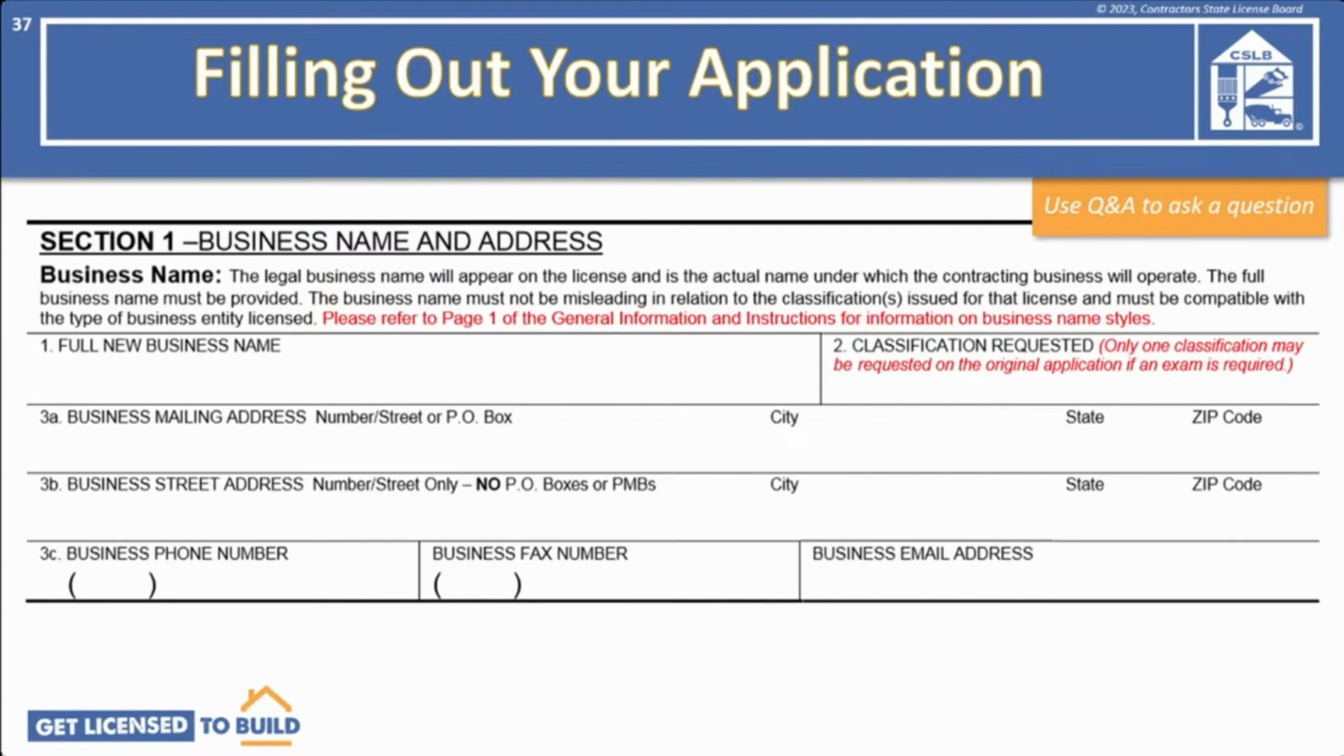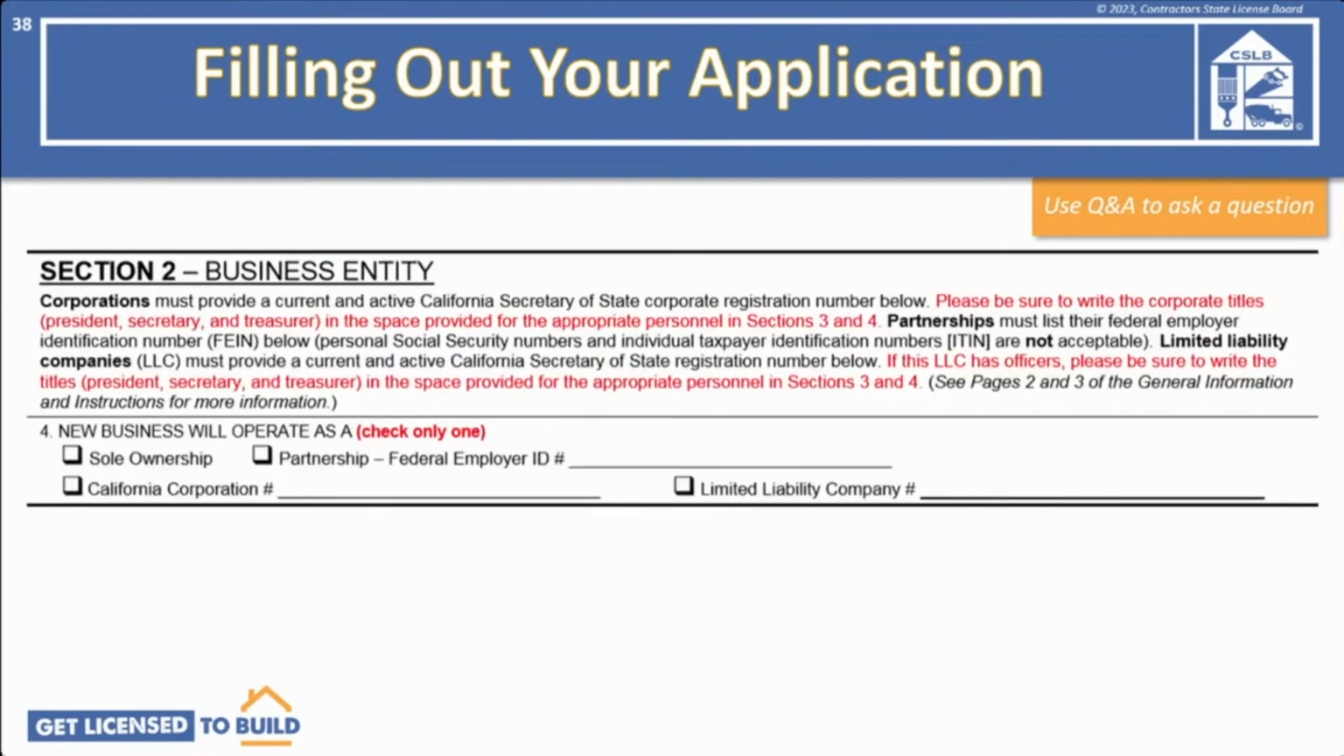Parts of the application, Section 2, business entity. In Section 2, you will select your business entity. If you are applying for a corporation or LLC, you will need to provide your registration number provided to you by the California Secretary of State's office. Make sure to pay extra attention to the instructions in the section pertaining to the entity for which you are applying.